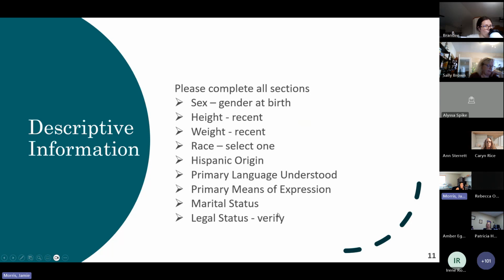So number 8 is marital status. You're choosing one option. It's either never married, married, separated, divorced, widow, or widower. You're going to choose one of those. And this last one on this slide is legal status, and you are choosing one. This is the one that must be verified. Well, all of this should be verified. We want to make sure that we are putting the most accurate information in for this individual so this document can be used with fidelity and integrity.